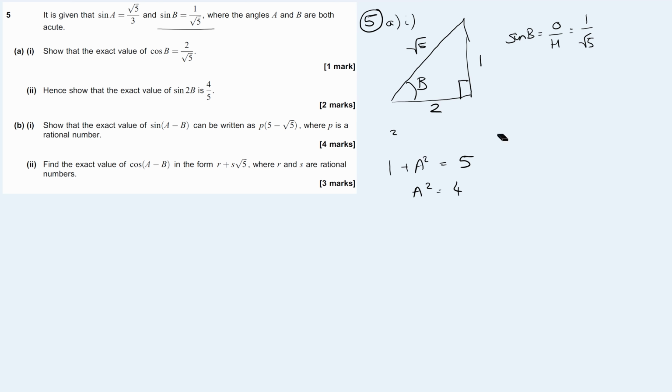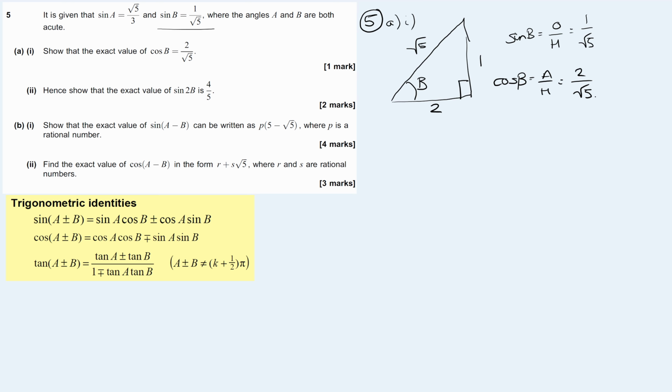Once you've got that right angled triangle, you can go, oh, GCSE knowledge, cos of b is adjacent over hypotenuse. Fortunately, that is 2 over root 5, which is what we've been asked to show. The primary solution in the mark scheme actually uses sine squared plus cos squared equals 1. You can do that if you like, but I think this is a really quick way that works for all the sorts of questions you might be asked.